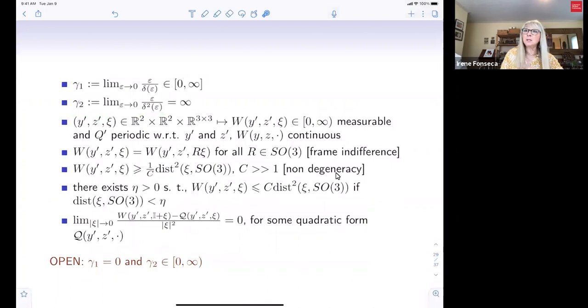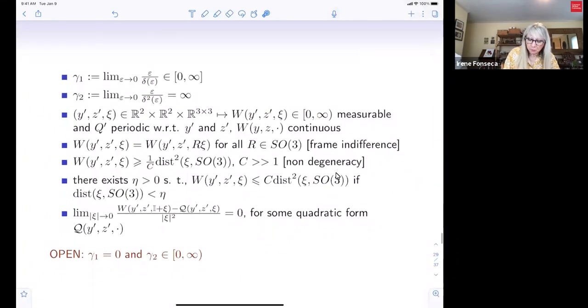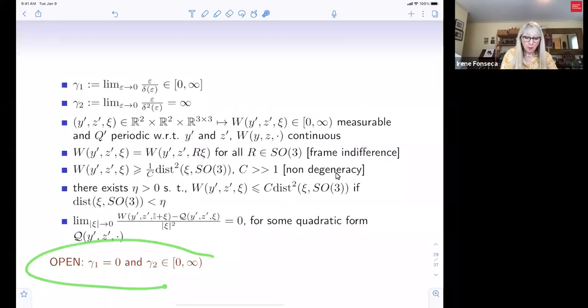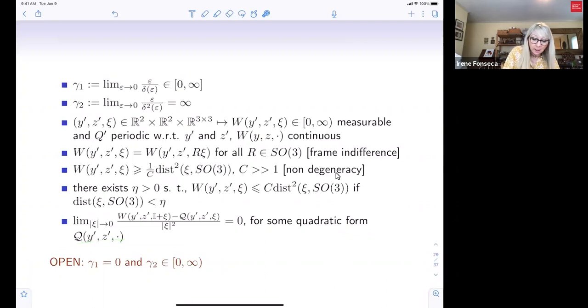And here, I'm assuming that I have non-degeneracy, that's the usual hypothesis as say Fonseca, James Mueller. I'm assuming that I have frame indifference, and I'm assuming that I have this condition. So now this is realistic. Okay, so now this is physically reasonable. There's still one regime that is open, which is this one. Again, I don't have time to go over that, but the bottom line is that now we are getting close to having hypotheses which are physical.